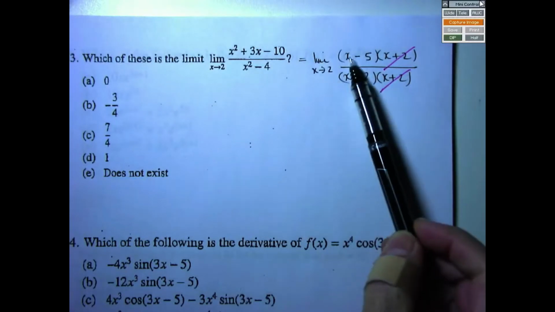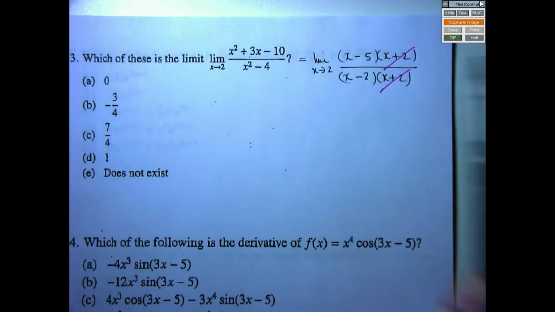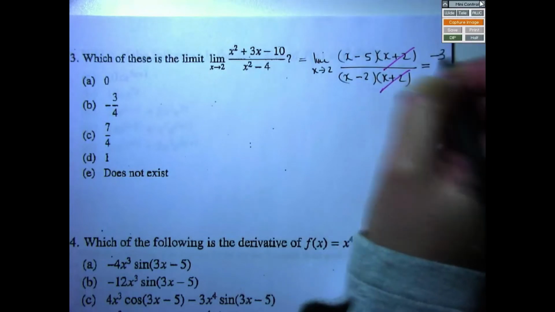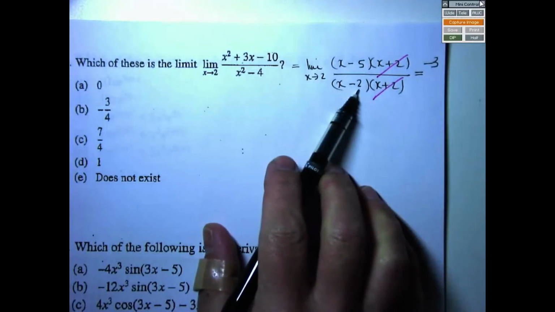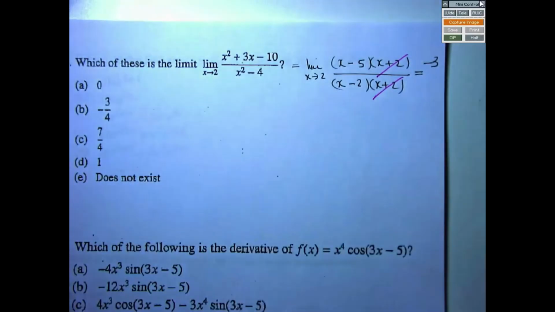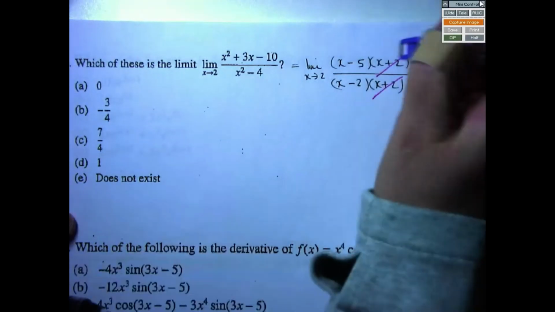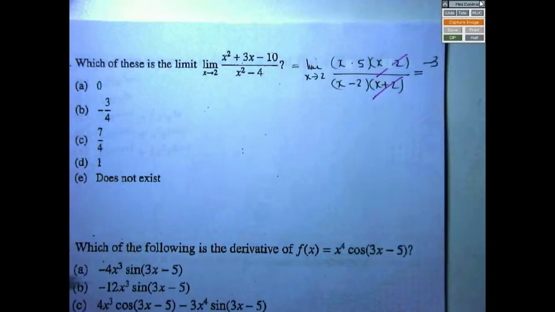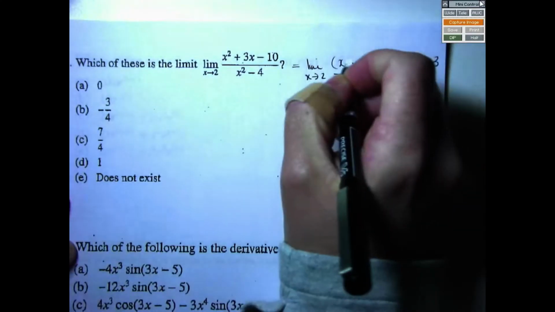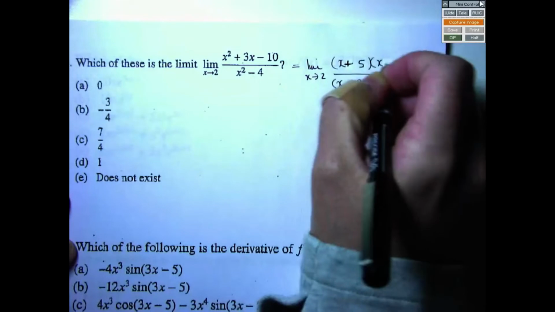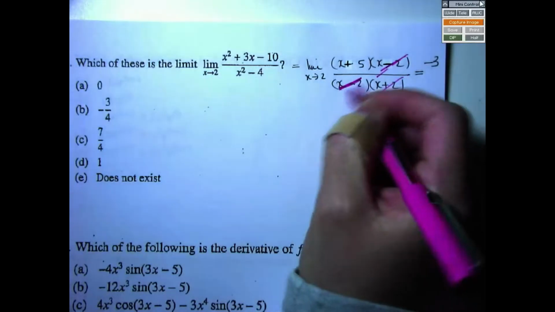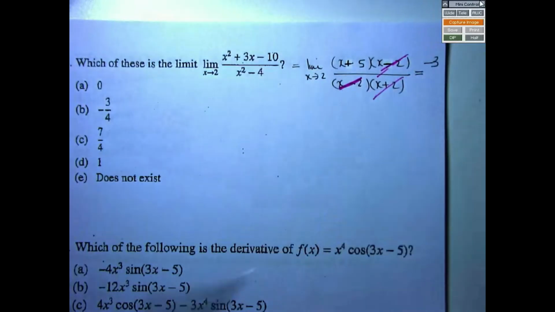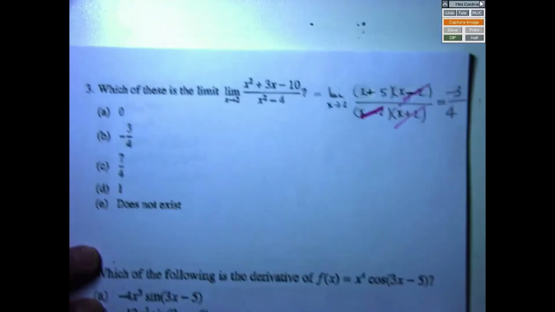Now when I plug in 2, I have 2 plus 5... you know what, my signs were wrong. That was a plus 5 and a minus 2. So the minus 2 cancels with the minus 2. When I plug 2 in here, I get 7 on top and a 4 on the bottom. Sorry about that.